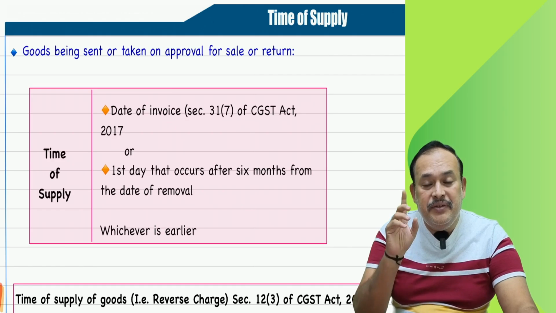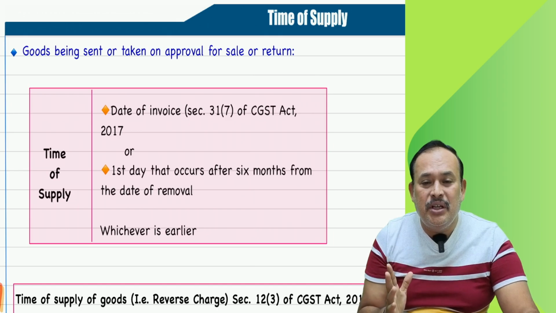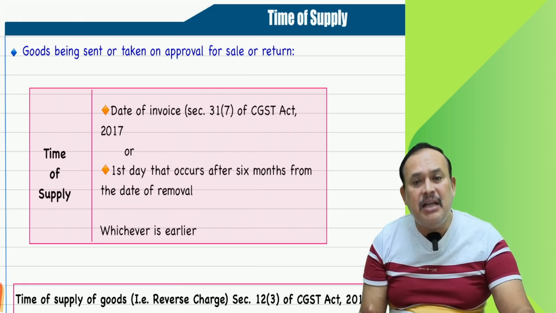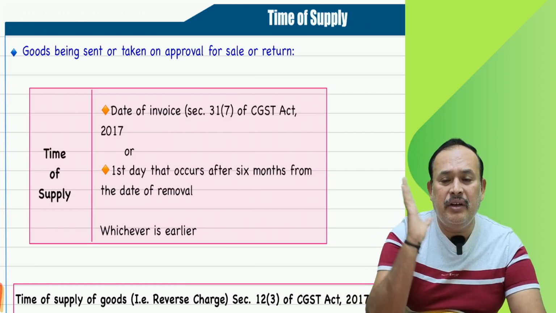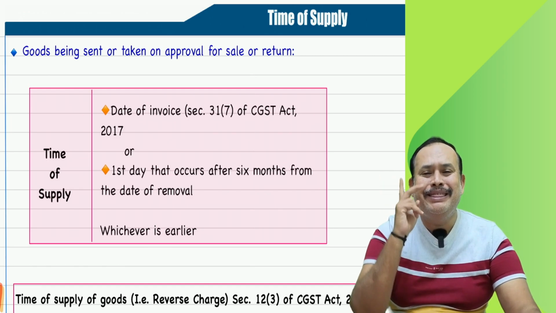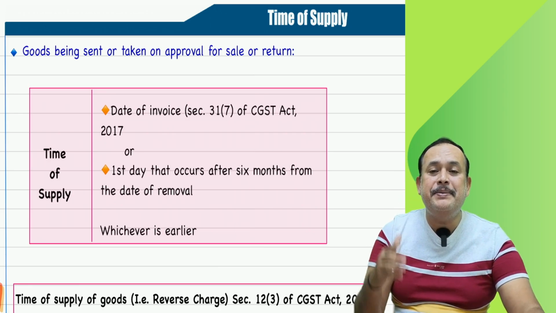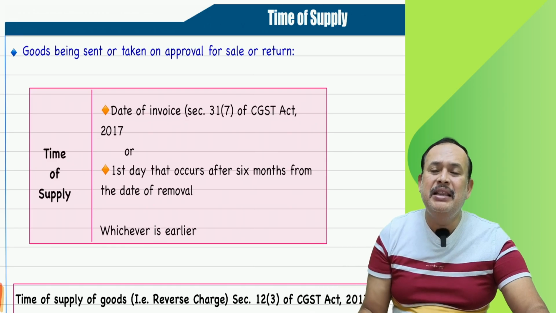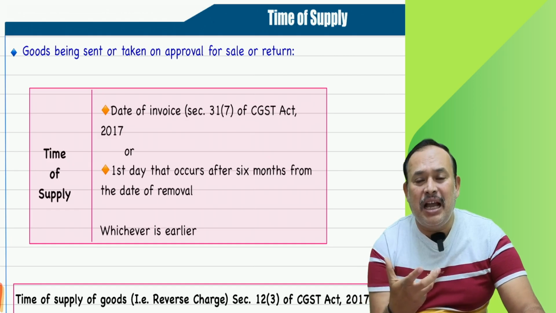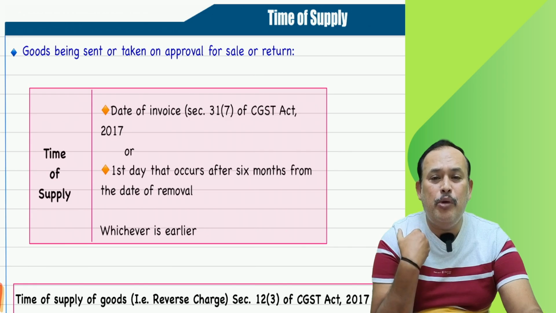However, if the buyer accepts 2 of my 10 laptops, let us say on 1st February, when I sent the 10 laptops on 1st January, he confirmed to purchase 2 laptops on 1st February. That is the time of supply for the 2 laptops. The balance 8 laptops he returned back to me. In that case, I should identify the time of supply only for the 2 laptops, the date on which I am going to issue the invoice.